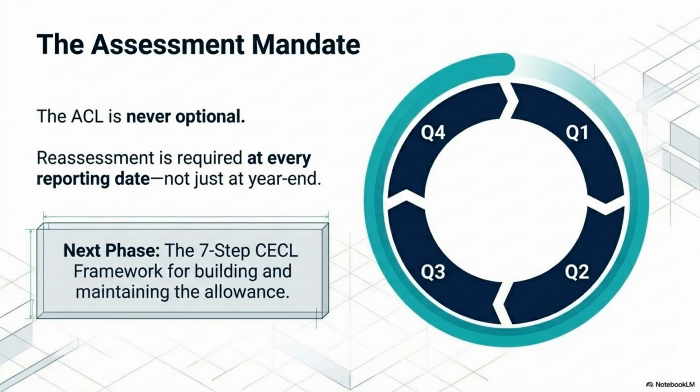With scope and day one recognition now firmly in place, the next section introduces the 7-step CECL framework that governs exactly how the allowance is built and maintained each period.